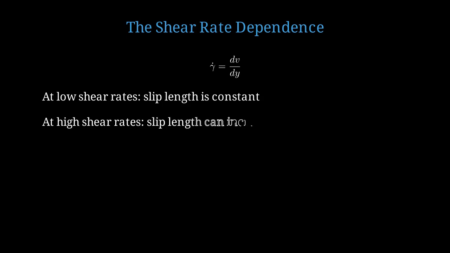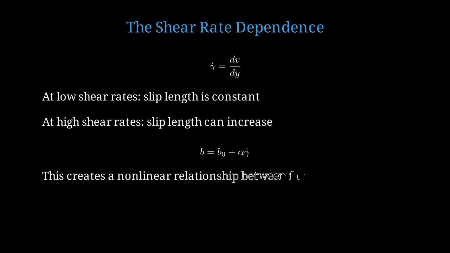But at very high shear rates, the slip length can actually increase. This happens because the high shear forces can deform or even rupture the interfacial layer. Some models propose that the slip length equals a baseline value B0 plus a coefficient alpha times the shear rate. This creates an interesting nonlinear relationship between flow rate and pressure drop, which deviates from the classical linear relationship.